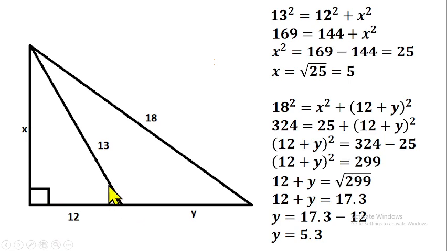Why? If I erase this line, assuming that this line is not there, you still recognize that this big triangle is a right-angled triangle. Then this line plus this one is also a right-angled triangle. So we have 2 right-angled triangles in this diagram.